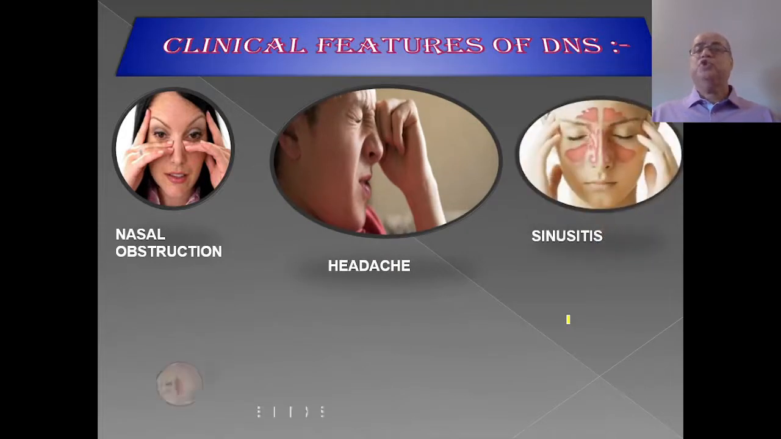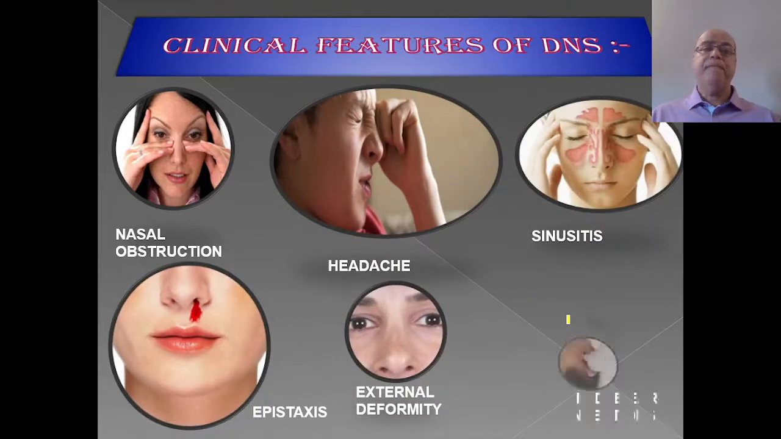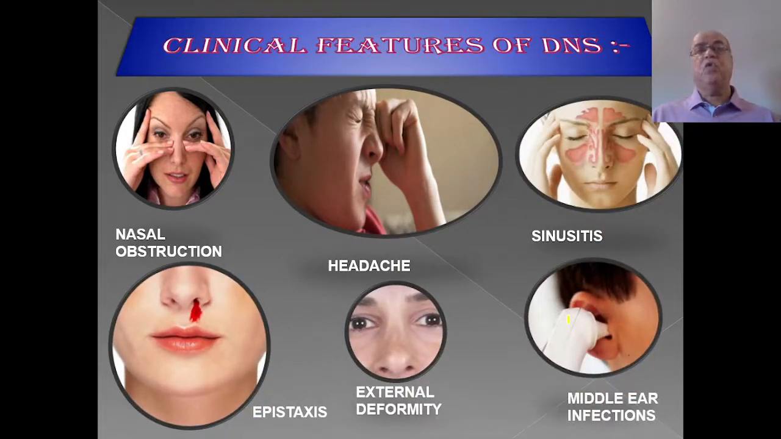So nasal obstruction is the main symptom of deflected nasal septum. In S-shaped deformity, we can expect bilateral nasal obstruction. In C-shaped deformity, there can be unilateral nasal obstruction, which is quite expected, but there can be bilateral nasal obstruction in a C-shaped deflected nasal septum due to the compensatory hypertrophy of the turbinate on the concave side.